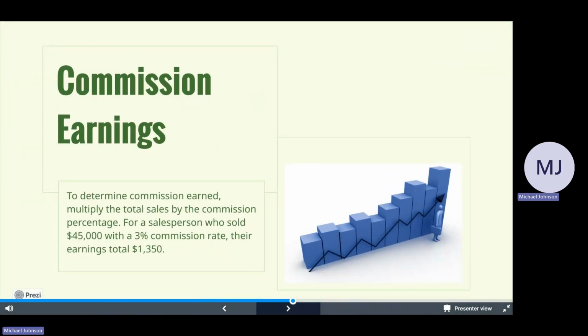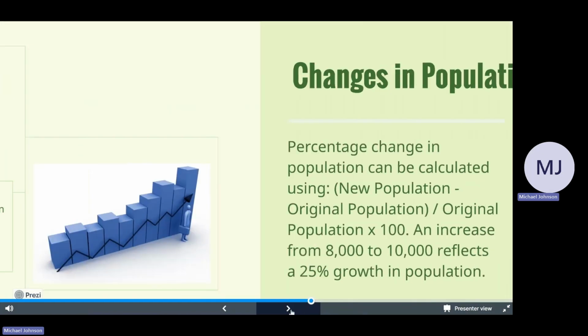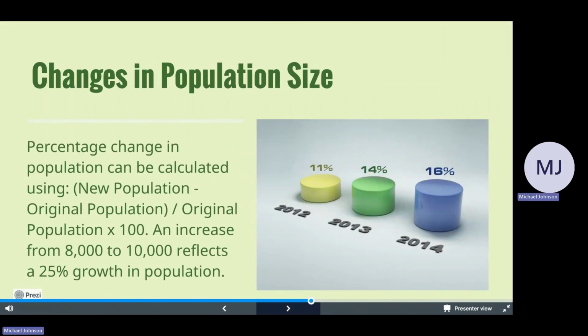To determine commission earned, multiply the total sales by the commission percentage. For a salesperson who sold $45,000 with a 3% commission rate, their earnings total $1,350. So how you do that is 45,000 times 0.03. Then you get 1,350.